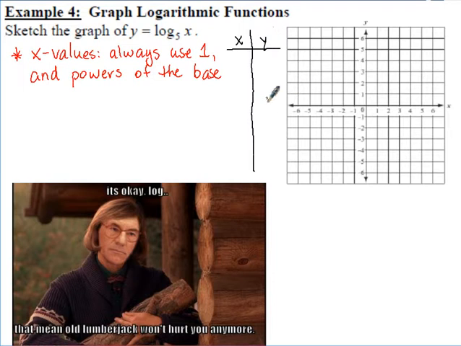All right, our x values. What we're going to do is plug in a 1. Always use a 1, and I'll show you why in a minute. You're also going to use powers of the base. So if our base is 5, well, 5 to the first power is just 5. We're going to plug a 5 in. 5 to the second power is 25. 5 to the third would be 125. These are the numbers you're going to plug in for your x.